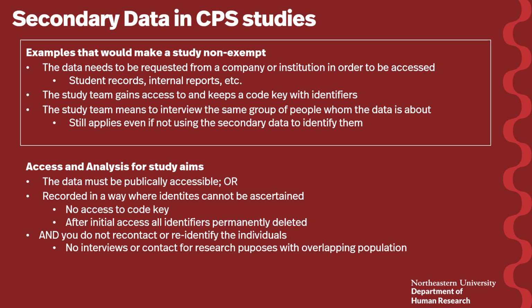It is important to note here that even if the study team is not using the secondary data set to identify participants for their additional study activities, it still counts as attempting to recontact the subjects in the secondary data set if the two populations overlap. For example, if a study wanted to access student reports and then separately recruit students for interviews, even if the reports can't identify the students, it is still the same group of people they are attempting to recontact.